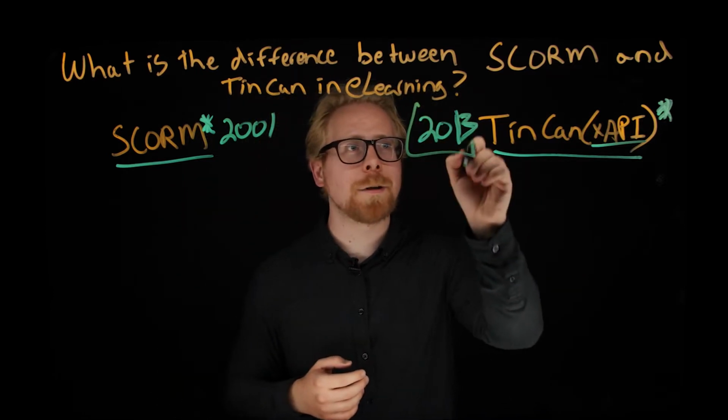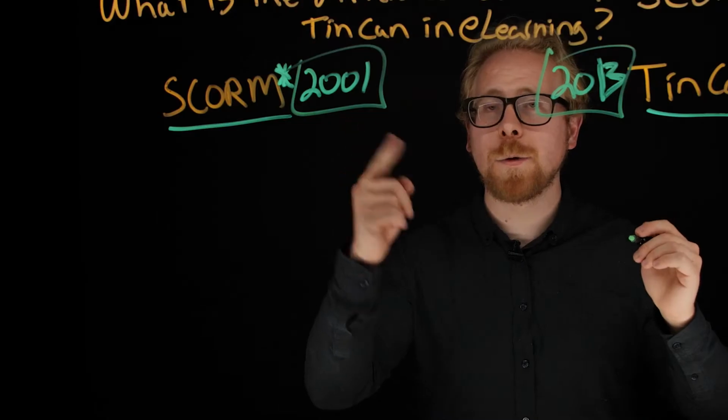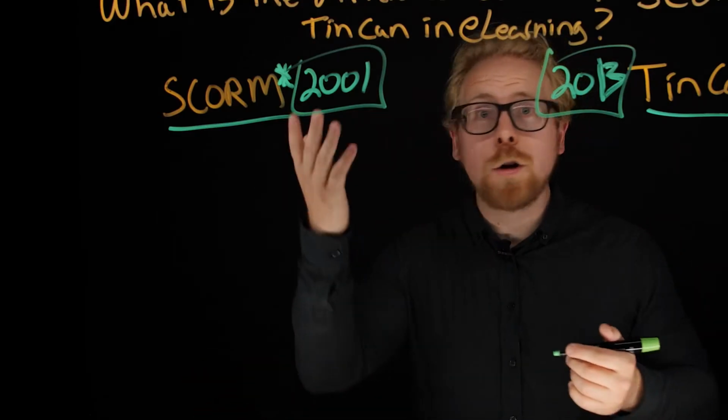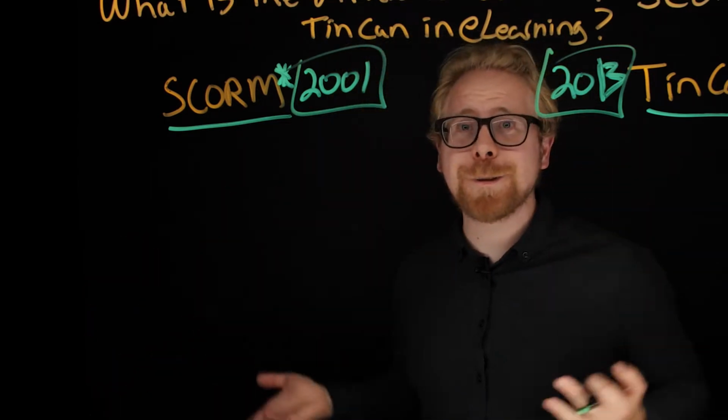Tin Can is from 2013. SCORM is from 2021. 2020, no, 2000, my God, 2001, that was a long time ago. Why the heck are we still even using this?